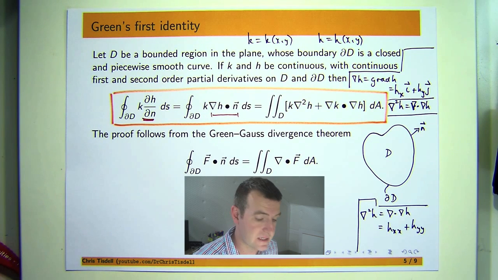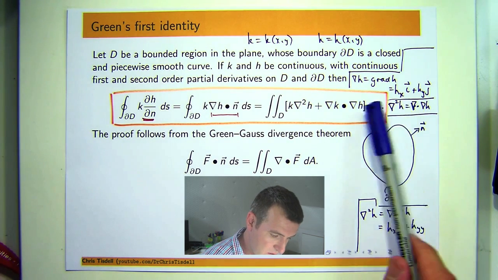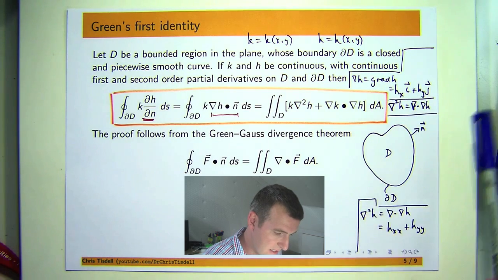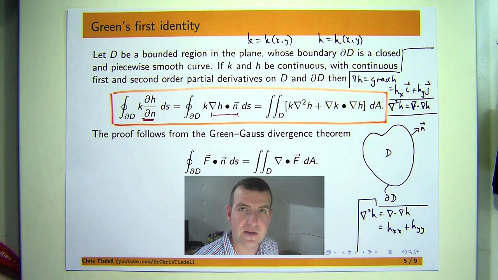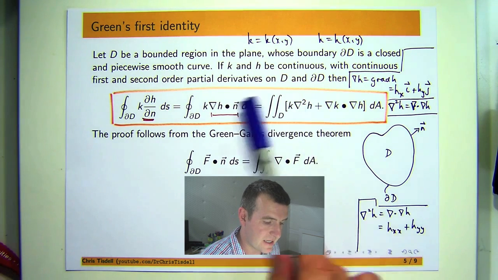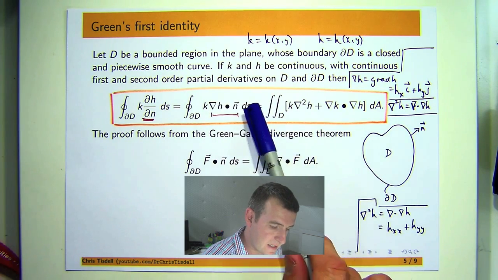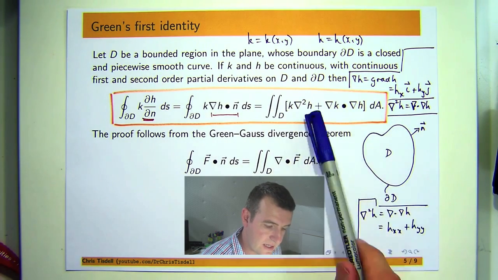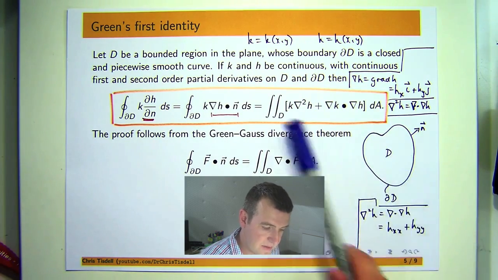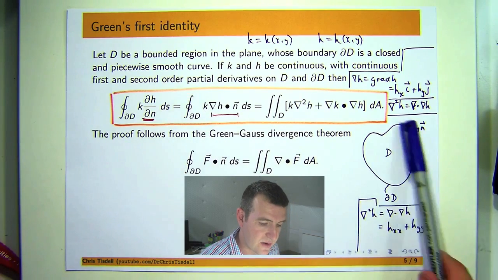The big picture with Green's first identity is the following. It's a fundamental theorem of vector calculus. Now you see the divergence and the gradient and the Laplacian in a course in vector calculus, our third course in calculus. But the big picture here is that basically you're integrating certain things over the whole set, and on the left-hand side you're just integrating over the boundary.